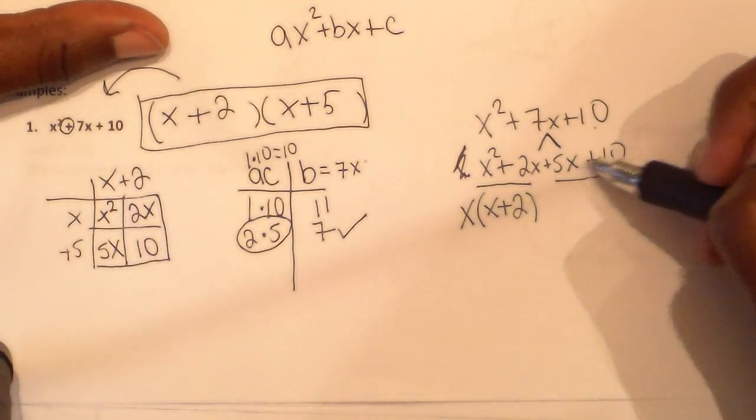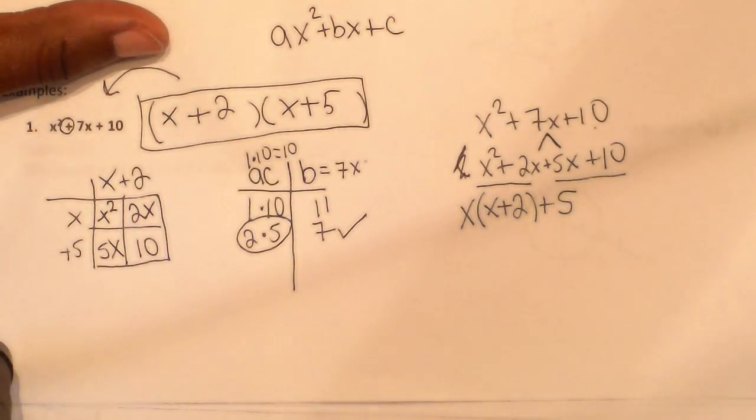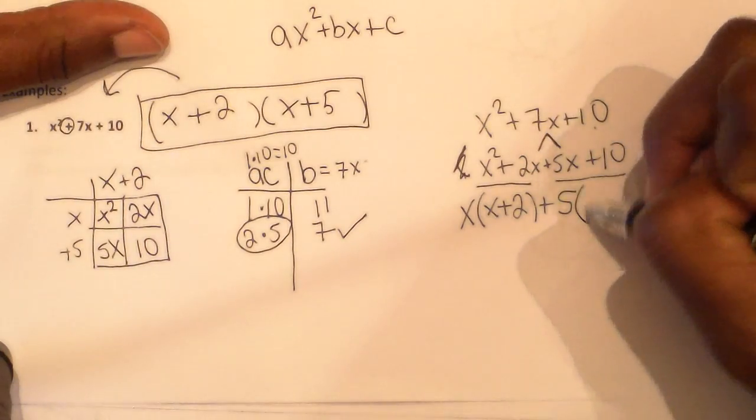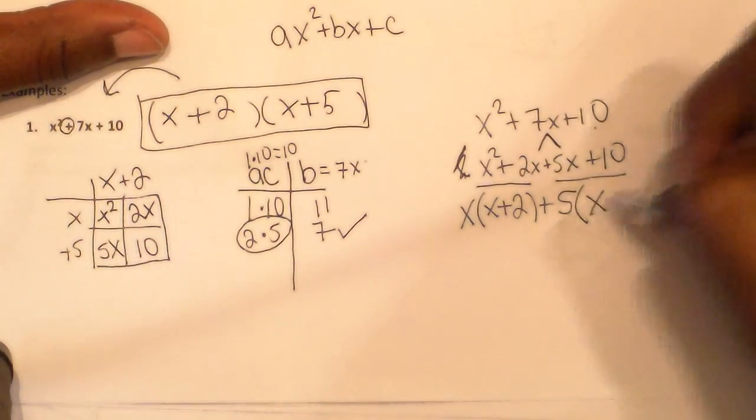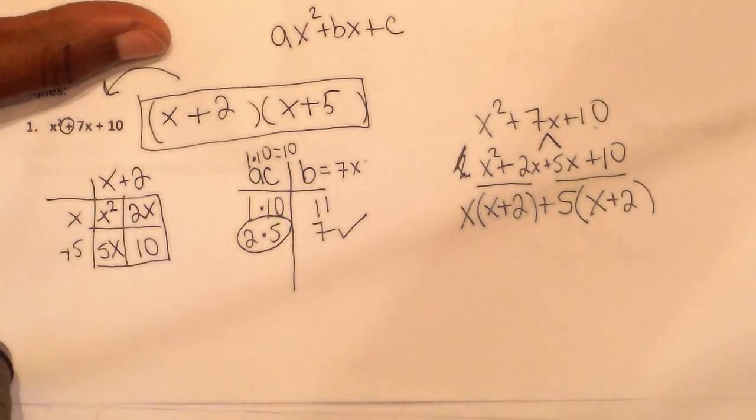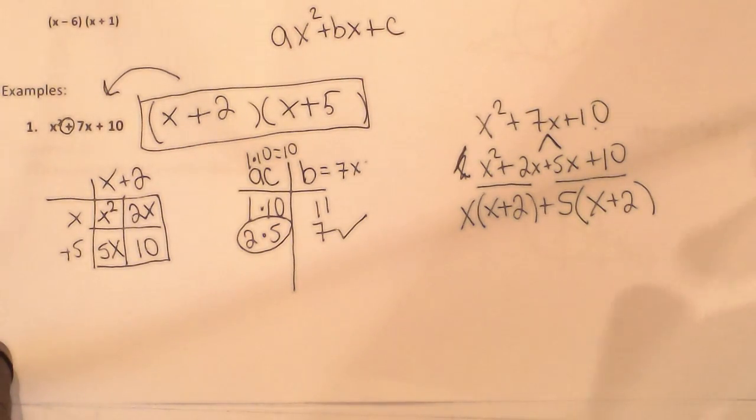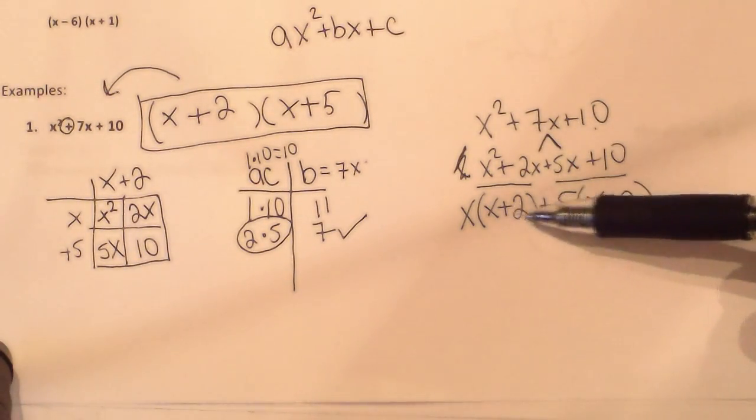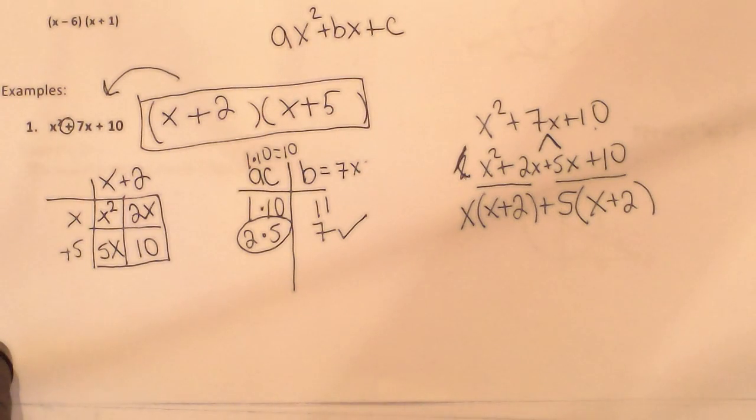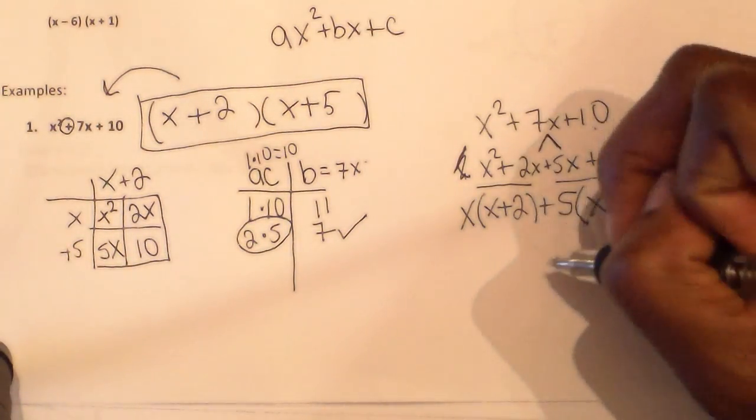Then we're going to pull our GCF out of the last two terms. What do they have in common? A 5, right? Both of them are divisible by 5. So when we divide 5x by 5, then we have an x left over, and 10 divided by 5, we have a 2 left over. Got that? Then the cool thing about this method is you should have the same terms in the parentheses. And so it's a good checking method. So if you don't have x plus 2 and x plus 2 in the same parentheses, that means you did something wrong.